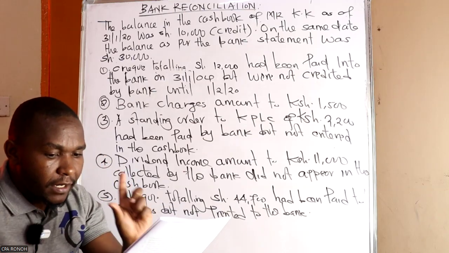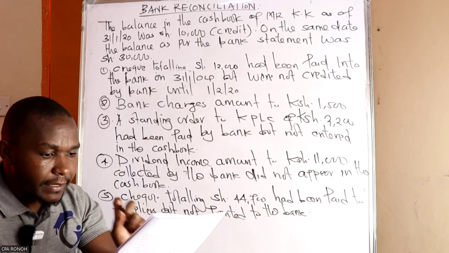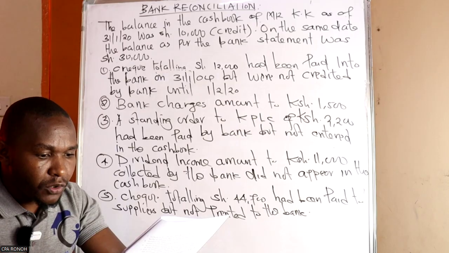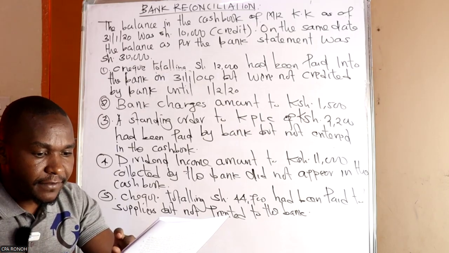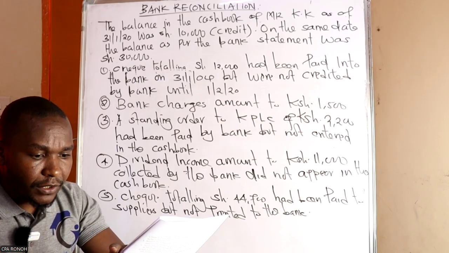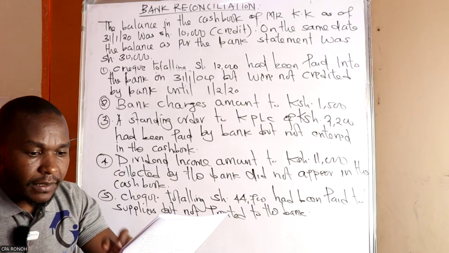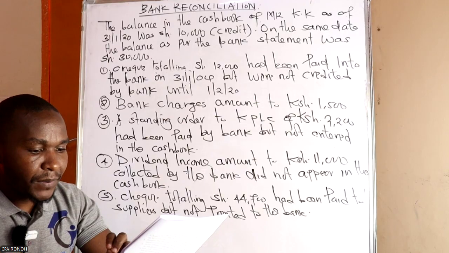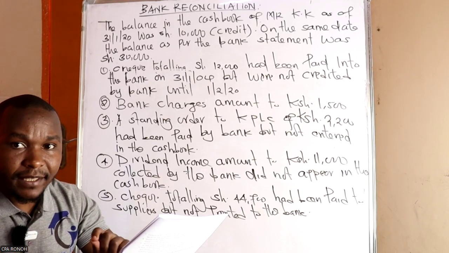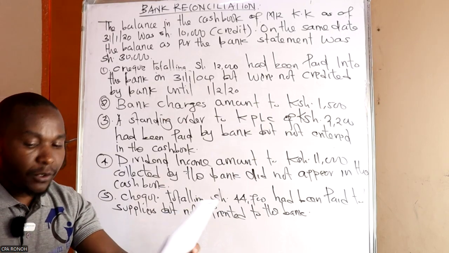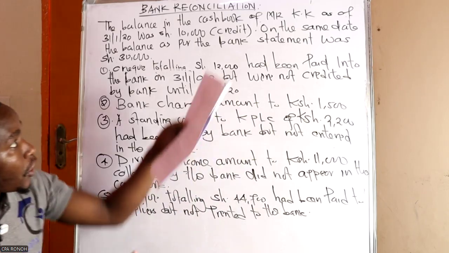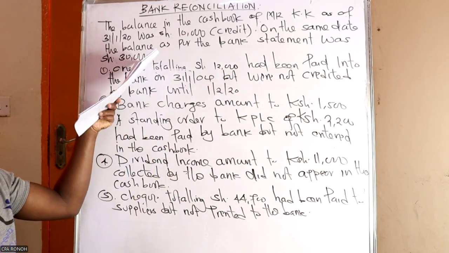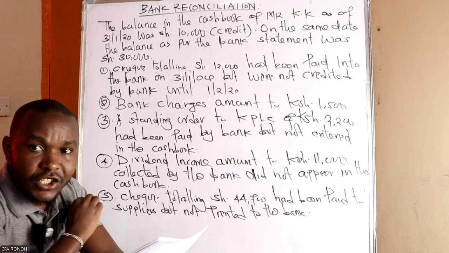So this is a scenario for bank reconciliation. We have been told that the balance in the cash book of Mr. KK as at 1st January 2020 was 10,000 credit. On the same date, the balance as per the bank statement was 30,000. So we want to reconcile these two amounts of 10,000 and 30,000 to match.